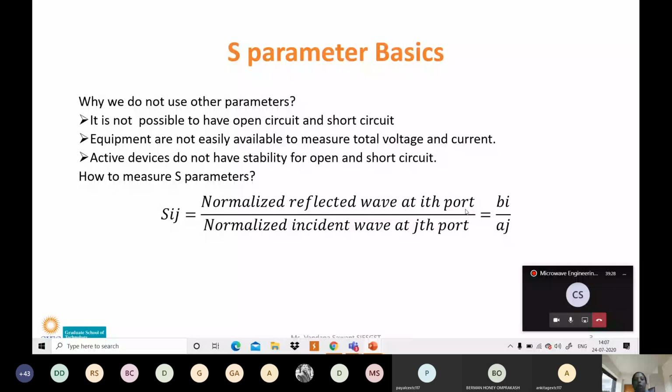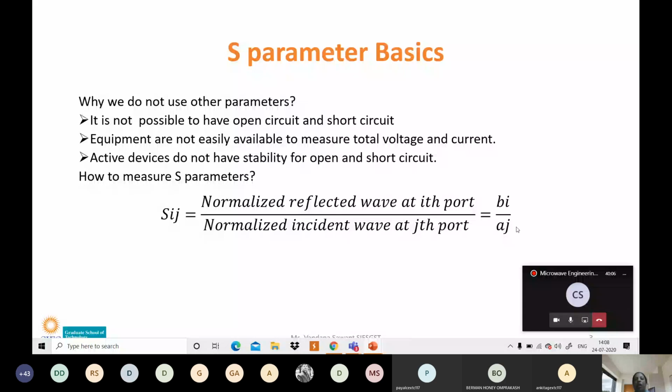Then wherever we are measuring the incident signal, the number of the port where the signal is incident is written after the reflected port, that is Sij. So the number right after S is always the port where the reflected signal is measured, written on the top, and the incident signal port is always written on the bottom, in the second position after the reflected signal. So you can measure like this.